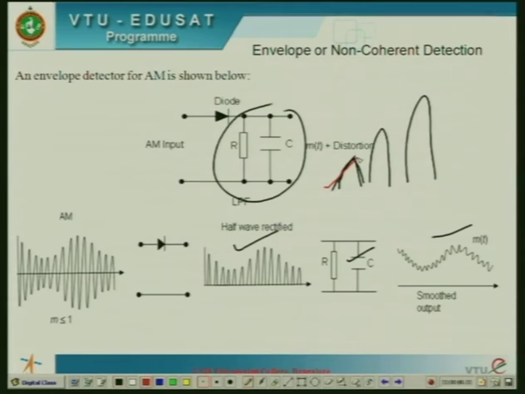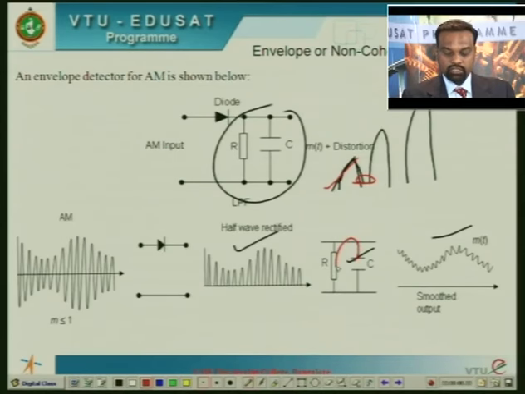After the capacitor charges to the peak value of the first pulse, there is a gap between the first and the second pulse. Because there is a gap, the capacitor will start discharging through the resistor. So the voltage available across the capacitor will slightly discharge.